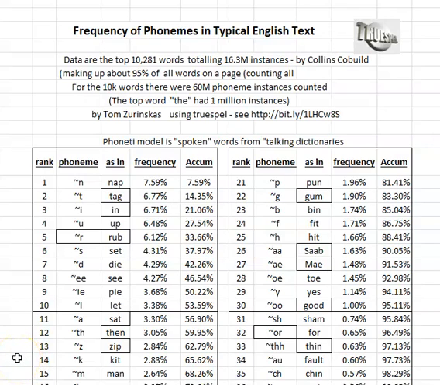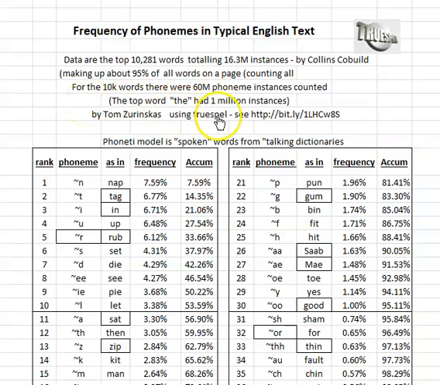Hello, let's talk about determining the frequency of phonemes in typical English text. We're going to look at the data from 10,281 words, totaling 16.4 instances by Collins-Colville. I believe they make up about 95% of all words on a page of text. So this is a heavy-duty database.